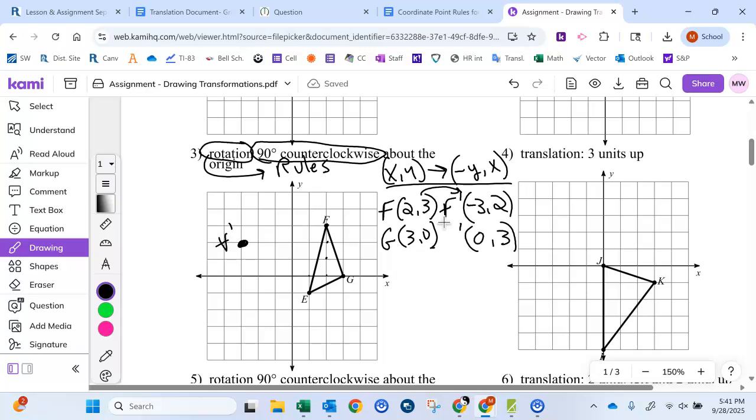So it's going to be 0, 1, 2, 3. And again, that makes sense because it would rotate like that, right? Okay, so that looks about where it would be. So I'm going to label it G prime. And then E is going to be what?